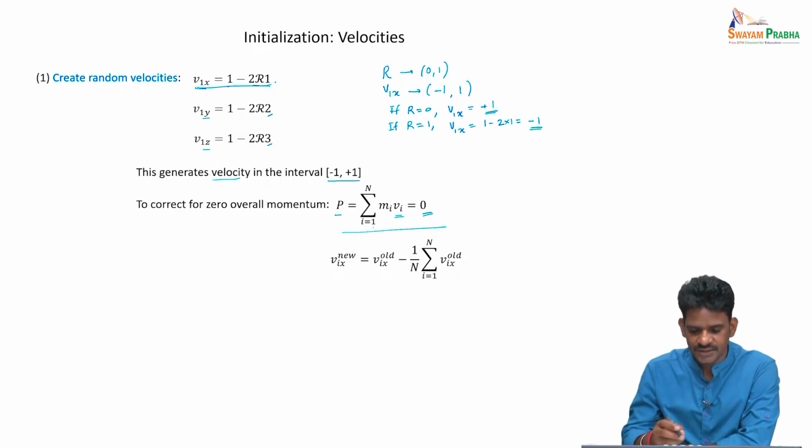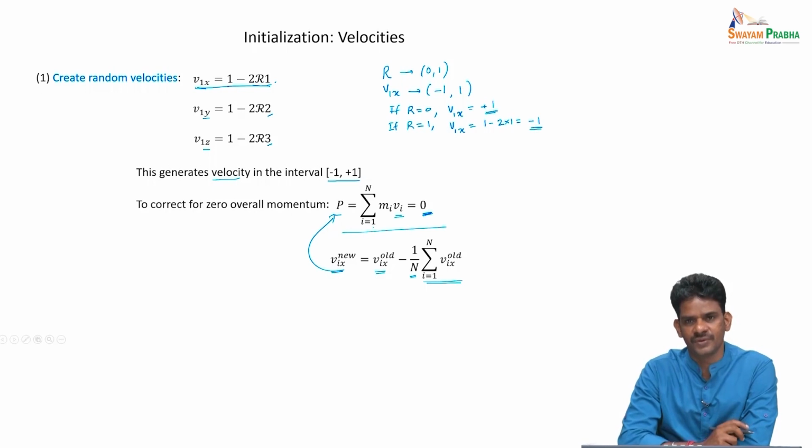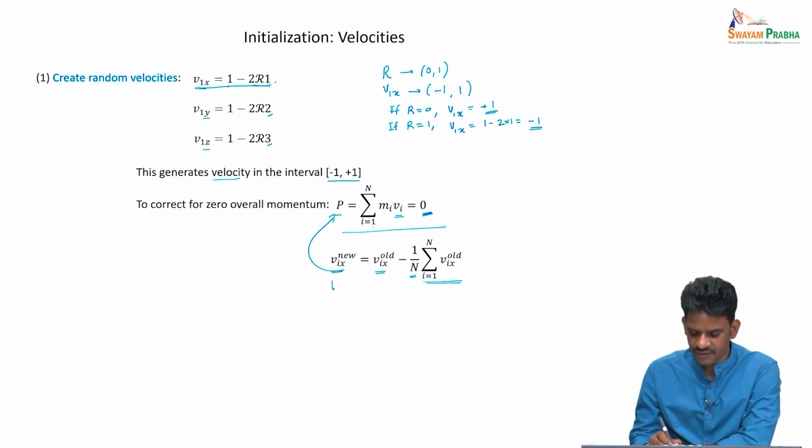The way you do that is, you take all the velocities that we have assigned, sum all these velocities for the x component and then divide by the total number n, and this will give you the excess amount that needs to be subtracted from the old velocities. When you do this operation, you get a new set of velocities, and when you substitute for the linear momentum, you can show that the linear momentum goes to 0. This operation has to be done for viy and viz also.